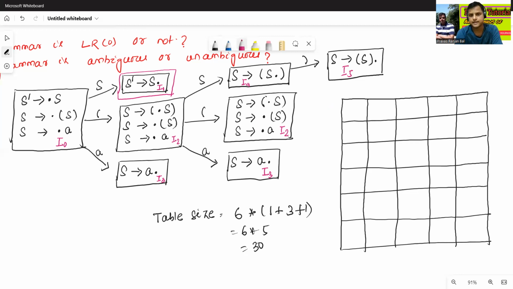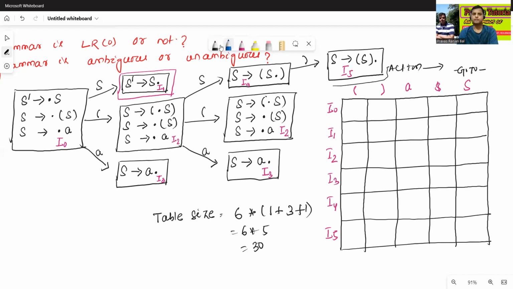Here, this is I0 state, I1 state, I2 state, I3 state, I4 state, I5 state. This is open bracket, close bracket, A, dollar, then S. So this one is called go to action. Go to action means only S, and this is called the action state. Okay, up to this, this is called the action state.